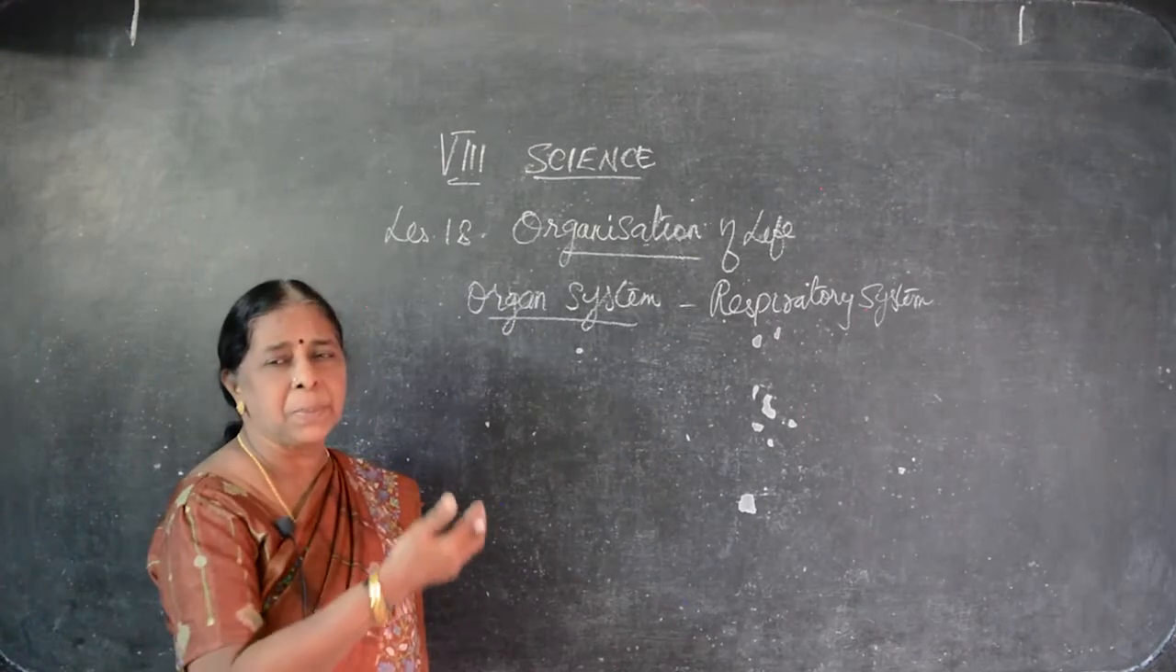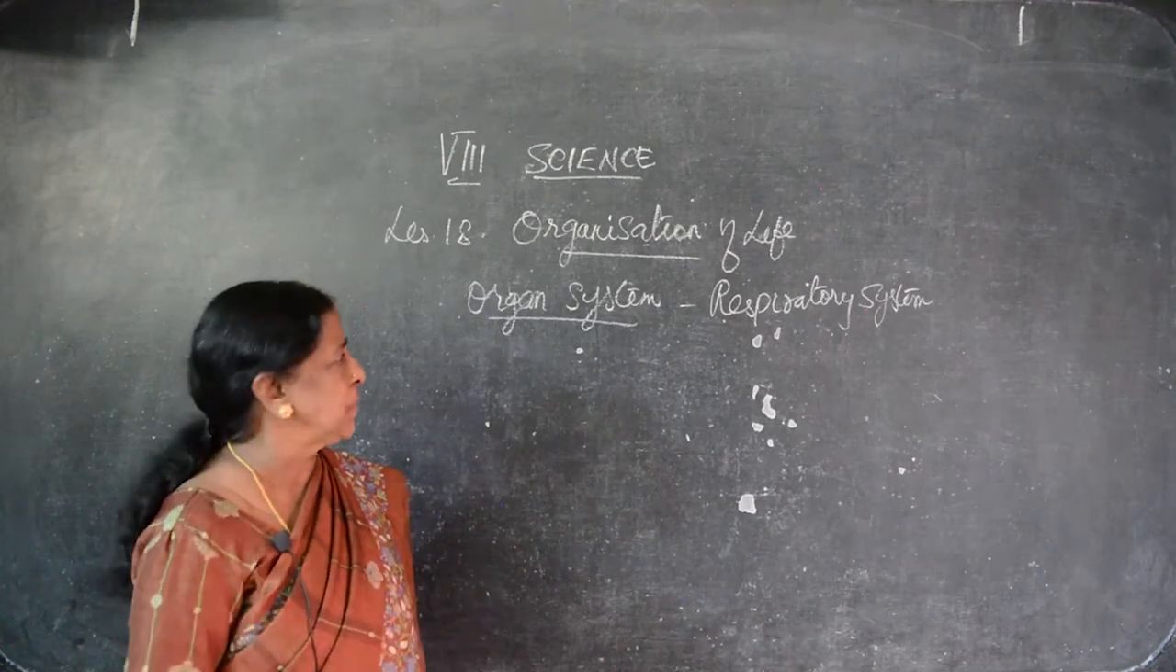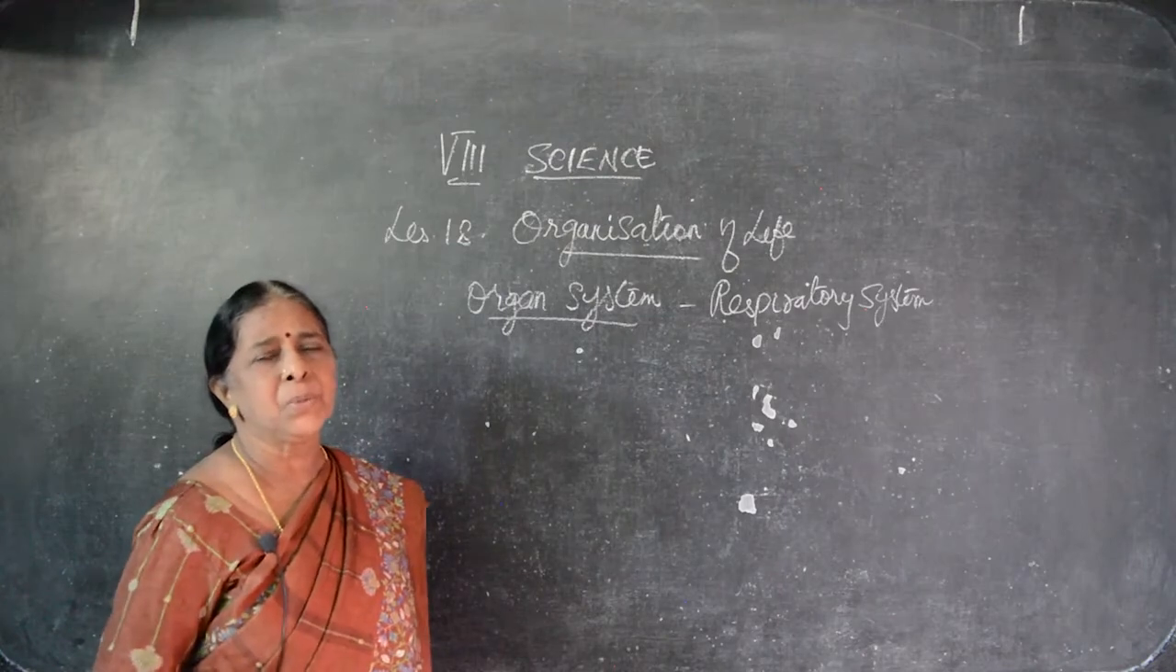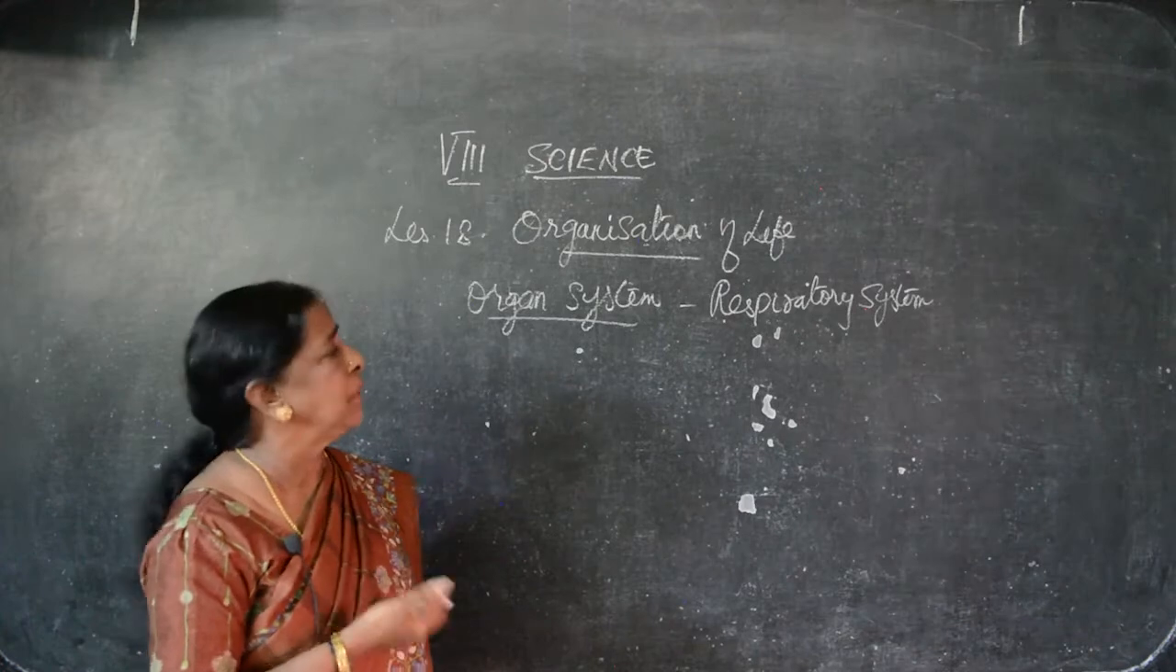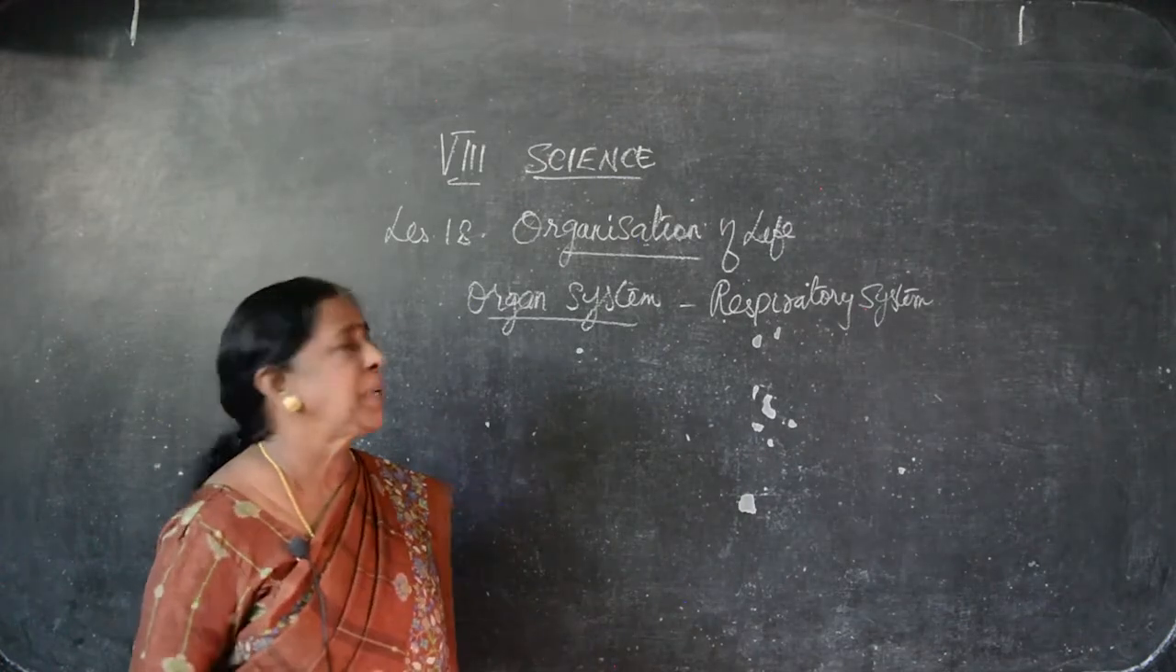Already we have seen step by step what is cell, tissue, organ, and we are coming to organ system. Organ example we have seen that eye. Now we have to see organ system, respiratory system.